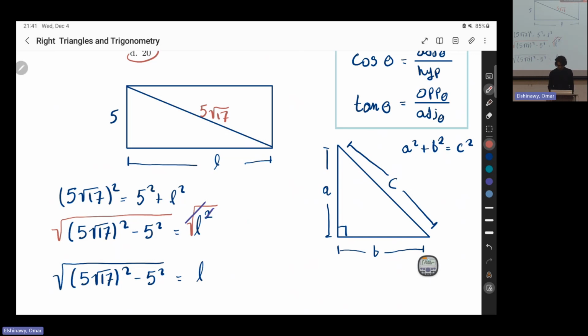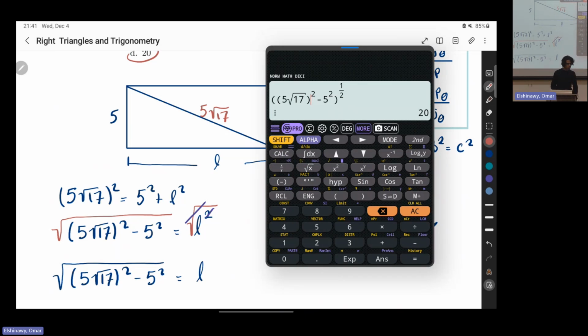Maybe that's weird. I think maybe you didn't square 5 square root of 17. Maybe you just squared the square root of 17. You wrote 5 times 17. You need to take 5 square root of 17 and square the whole thing. What should that equal? Take 5 square root of 17, and you square it. Then you take away 5 squared. And then you take the square root.